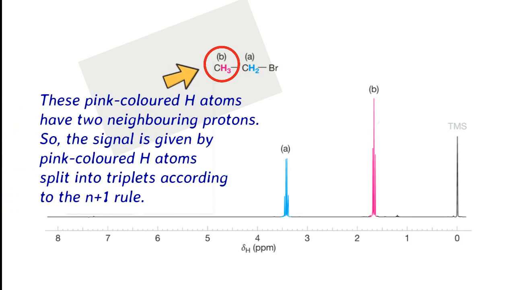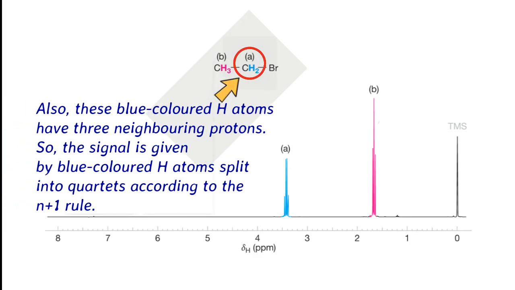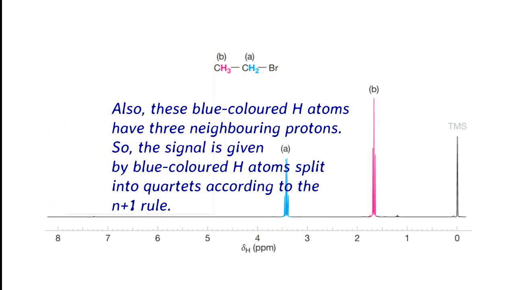These pink-colored H atoms have two neighboring protons. So, the signal given by pink-colored H atoms is split into triplets according to the n+1 rule. Also, these blue-colored H atoms have three neighboring protons. So, the signal given by blue-colored H atoms is split into quartets according to the n+1 rule.